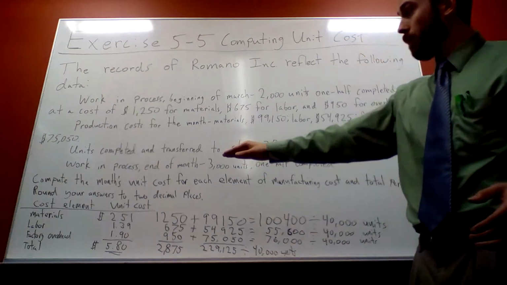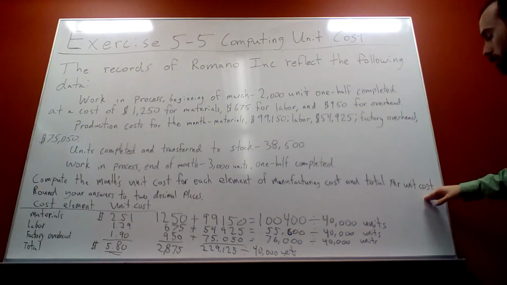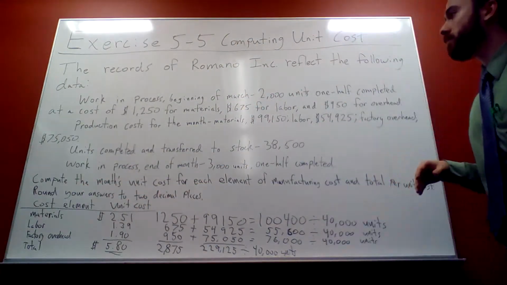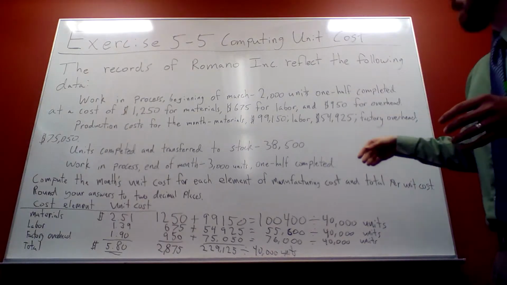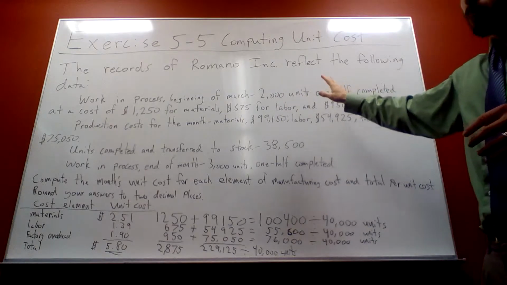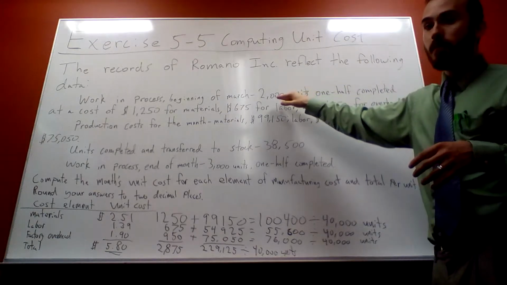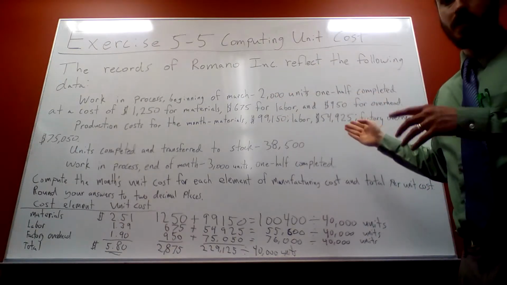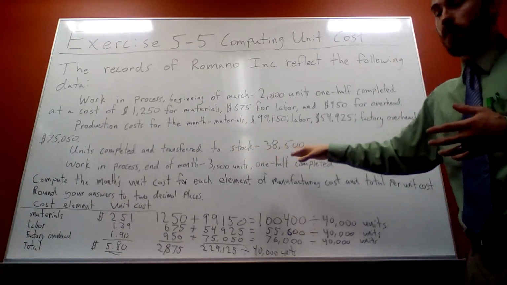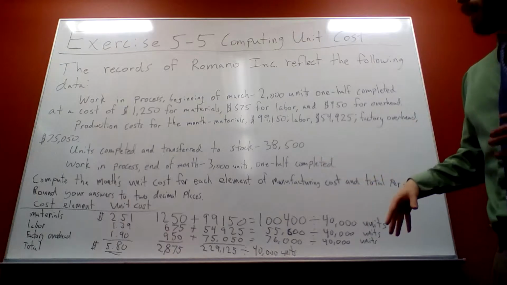Basically we have to compute the month's unit cost for each element of manufacturing cost and the total per unit cost. Round your answers to 2 decimal places. Okay, so here's how you do it. First of all, for the beginning inventory, disregard the one half completed. It's just going to throw you off. That number will become next month's figure, so next month we'd use it in our equation, but not this time.